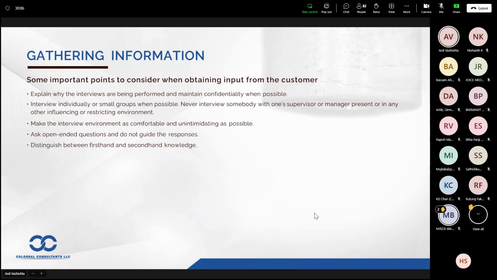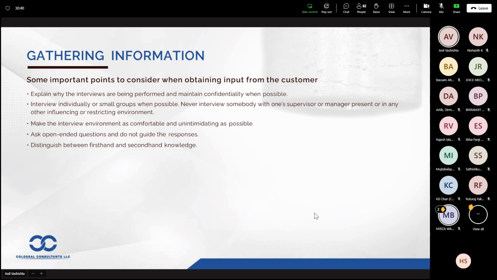Make the interview comfortable and ask open-ended questions, and do not guide the responses. As I mentioned earlier, we are supposed to do the investigation unbiased. So we shouldn't have biases in mind that this was the cause of failure and try to influence the operator that it was not because of this. Those are very closed-ended questions, so you're not supposed to ask closed-ended questions.